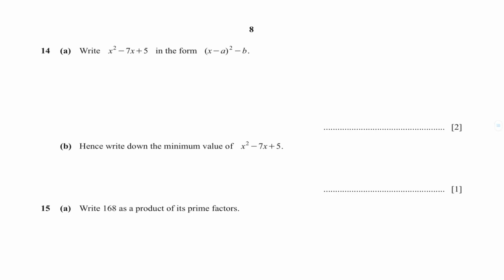In this question, we have to write down this quadratic expression x square minus 7x plus 5 in the form x minus a the whole thing square minus b, which if you remember is called the completed square form. So the way to do this is very simple: we take the quadratic expression, we take the first two terms, and then we leave a bit of space and then write the constant, which is plus 5.